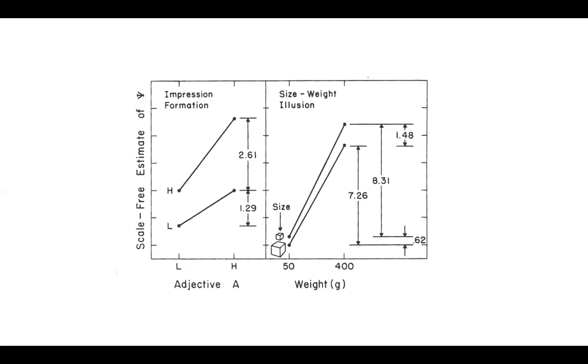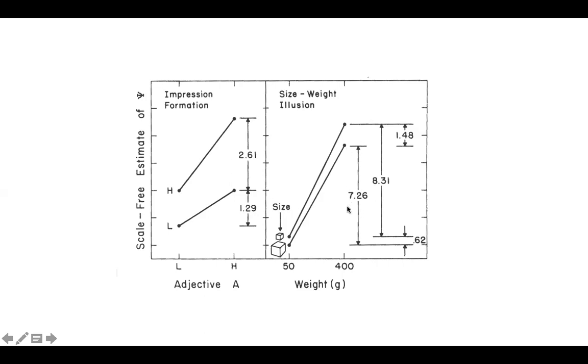Here's a summary of the situation for scale-free tests of the impression formation and of the size weight illusion. For impression formation, two highs versus a high and a low adjective, you get a rating difference of about 2.61. And the difference between a mixed high and a low adjective and two lows is a judged difference of 1.29. So it's about twice. People rate that difference between sincere and kind and sincere and mean to be about 2.61, whereas between, say, malicious and sincere and malicious and mean, the difference is 1.29.